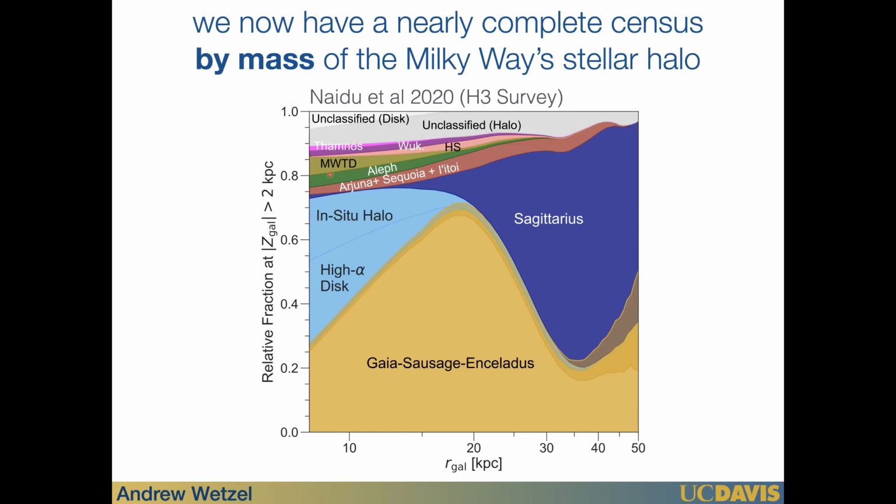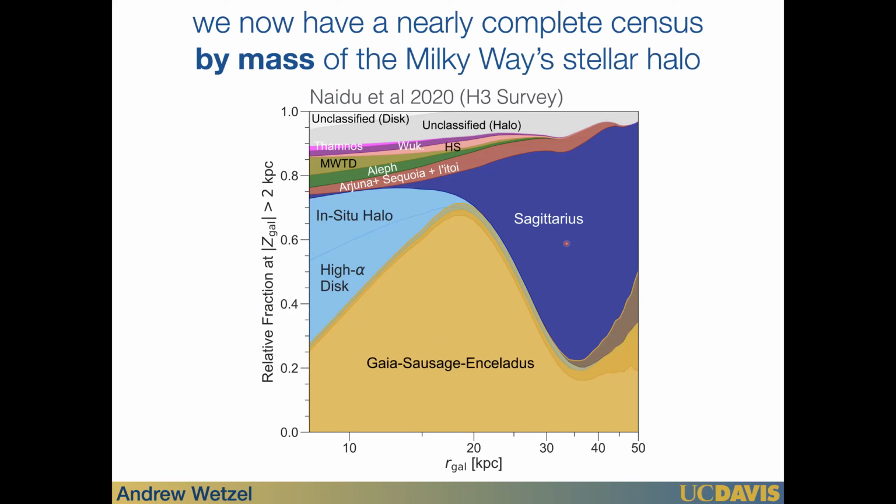So here's a plot from Naidu et al. from the H3 survey, which shows the relative fraction of stars in the stellar halo, as a function of galactocentric distance, that measurements are able to date came from various mergers. So if we're close to the disk, we have basically the thick disk component of the Milky Way and probably a component of in situ stars that got puffed up and formed the inner halo. One of the, probably the most massive, significant merger events, this so-called Gaia-Sausage-Enceladus, I like to call it the enchilada, it's sort of a moral average between those, deposited most of the stars in the stellar halo.